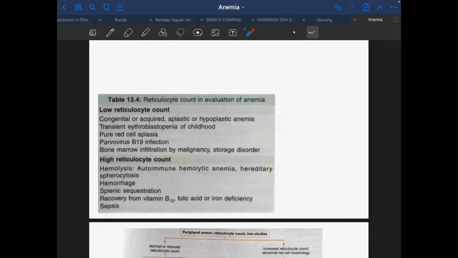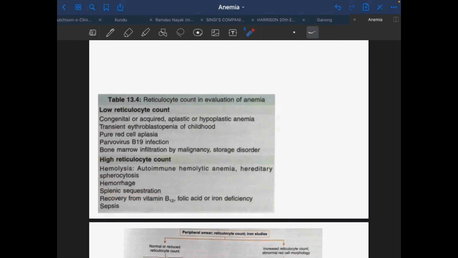It is also seen in pure red cell aplasia, infections due to parvovirus, or bone marrow infiltration with malignancy, that is leukemia and so on. In such cases, you have a low reticulocyte count. Where is the reticulocyte count high? In cases of hemolysis, the reticulocyte count is very high, or in case of hemorrhages or splenic sequestration.